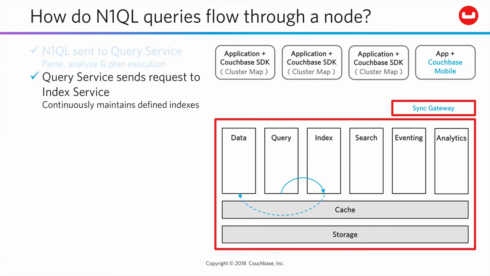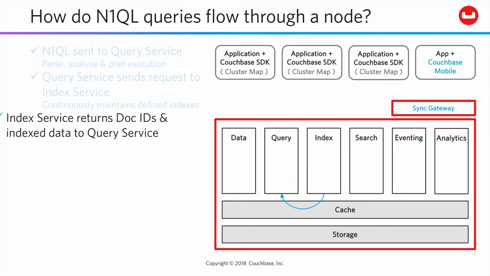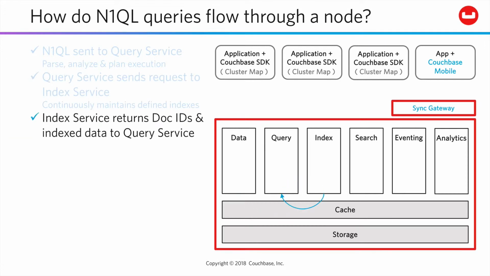This may be a primary index for a full scan, which is put in place to support ad hoc querying during development, or, more likely, a secondary index specifically designed for this query. The index service responds to the query with relevant document IDs and any other indexed data.